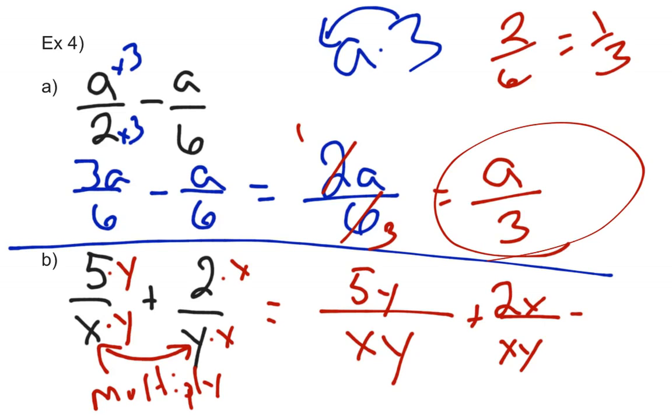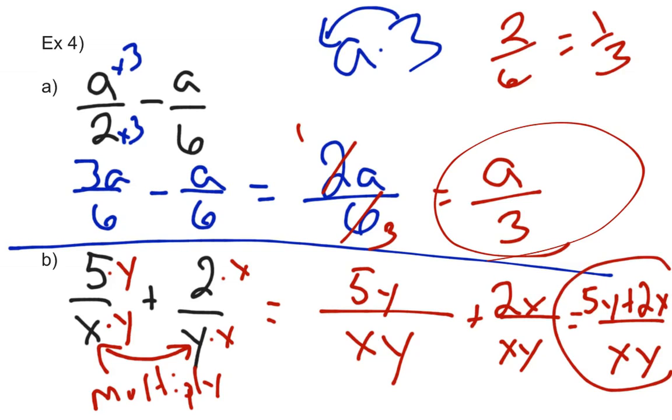Okay, and when we simplify, remember what happens. The denominators are going to stay the same, so xy. And then the 5y plus 2x, well, those are not like terms. So we simply just write it as 5y plus 2x because that's as simple as it can go. Because we don't know what x and y are, we can't simplify that. We can't combine them together. So final answer is 5y plus 2x over xy. That's it. That's our lesson for today.